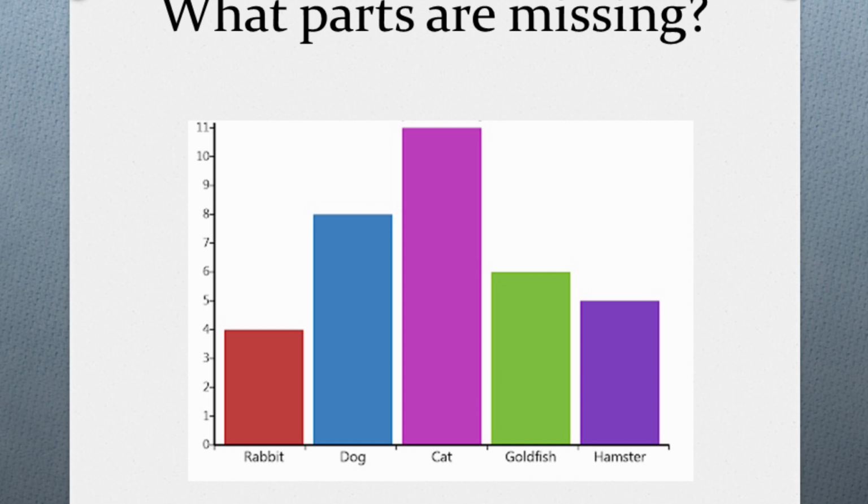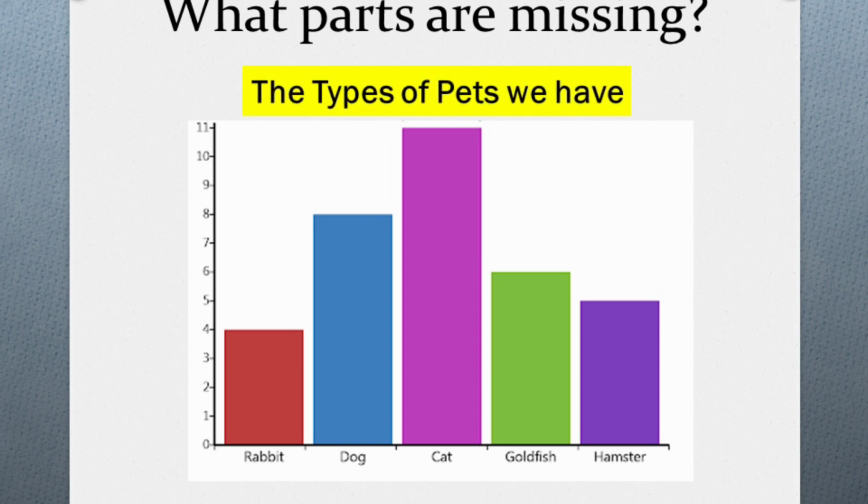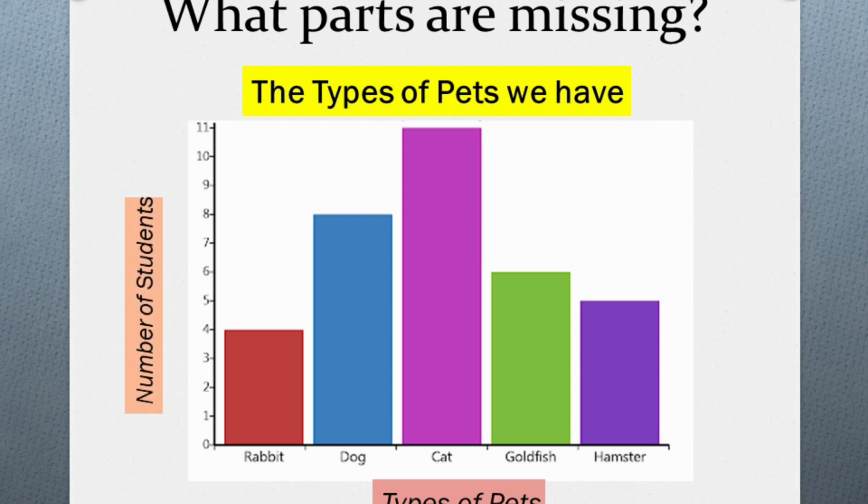In this vertical bar graph, you'd realize that there are some important parts missing. For example, the title. Yes, the title is missing. Now, the title of this bar graph is the types of pets we have. Then we have the axis missing. On this axis, we have the types of pets. And on this axis, we have the number of students.